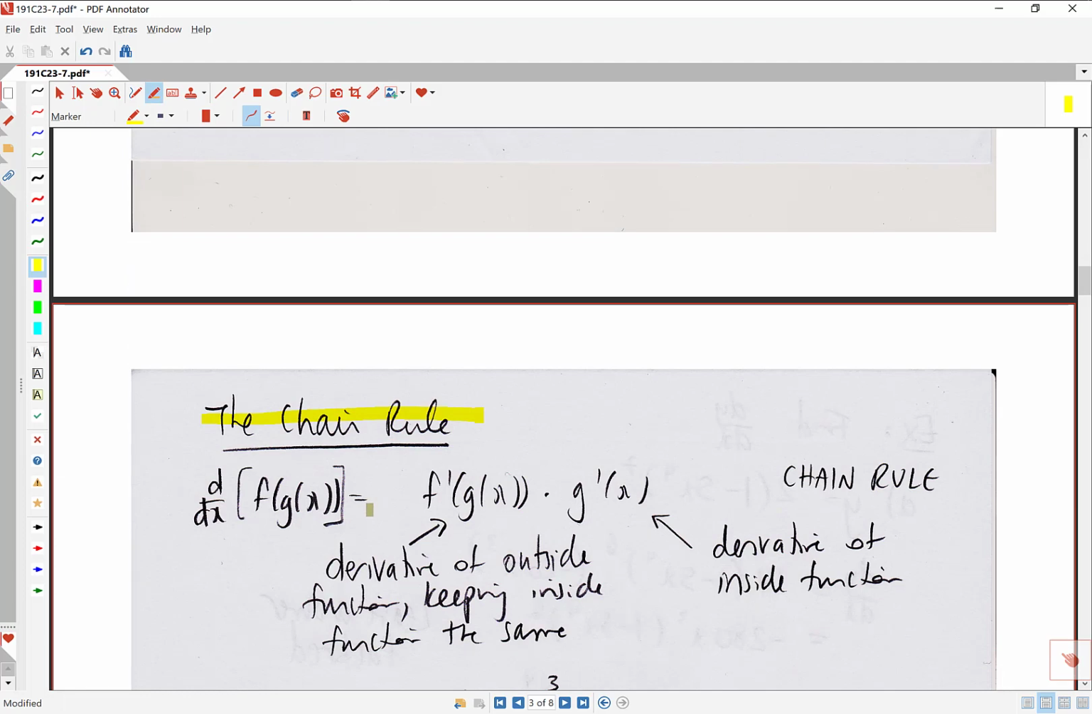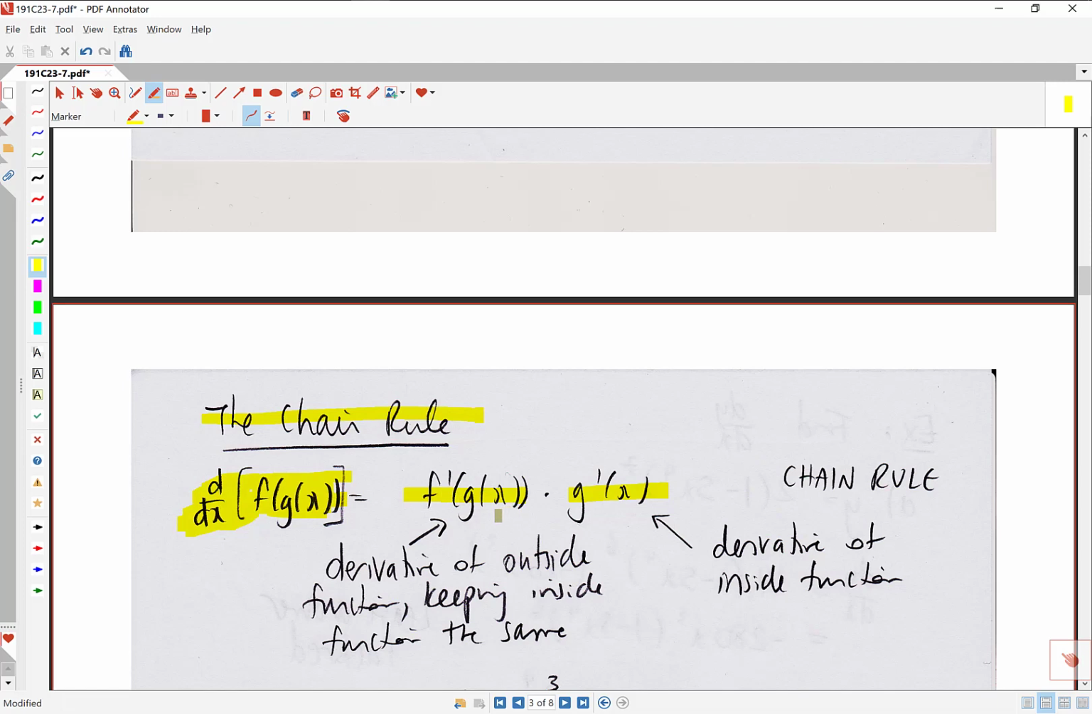So imagine we have a situation where we've got a function inside another function. So we'll see an example in a minute. So f is being applied to something like g of x, and we want to take the derivative of that. So the derivative of f of g of x is going to work like this. It's going to have two parts to it, two quantities that are being multiplied together. So first thing we're going to write down is f prime of g of x.